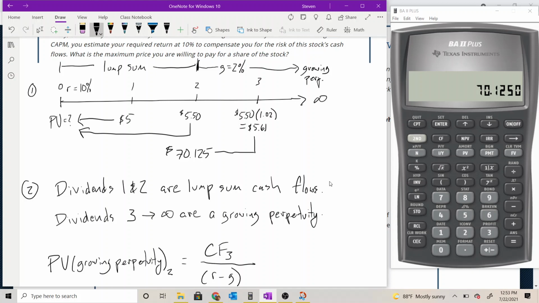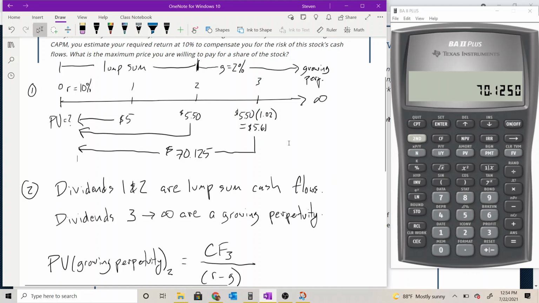Before we can say what the intrinsic value of this stock is, we need to first get this $70 and roughly 13 cents back to time period 0, right? Because it's an end of year 2 value right now. And we also still need to find the present value of these 2 cash flows, the $5 1 year from today and the $5.50 2 years from today.